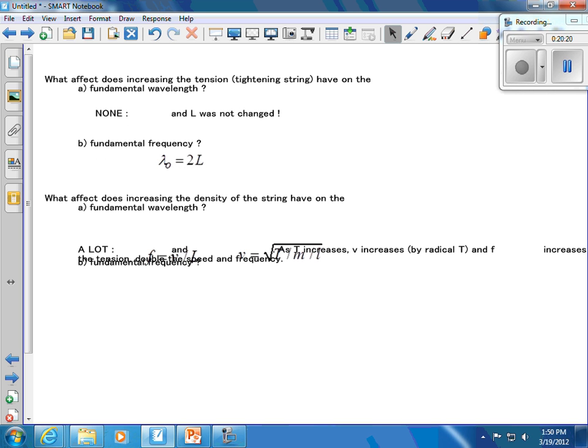What's going on here? What effect does increasing the tension have on the fundamental wavelength? None, because the fundamental wavelength's always 2L, and you haven't changed L. What about the fundamental frequency? Well, if you tighten the string, the fundamental frequency is going to go up. Lambda doesn't change, we just said that in part A. But when you increase tension, you make speed go up. That makes your fundamental frequency go up.